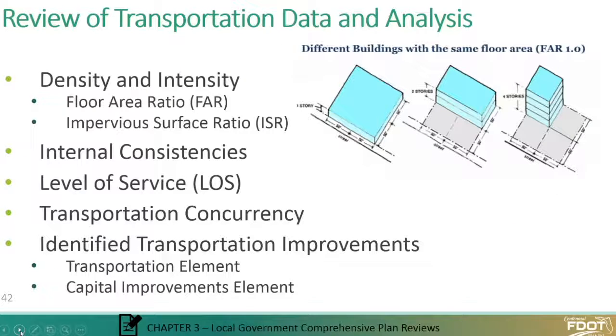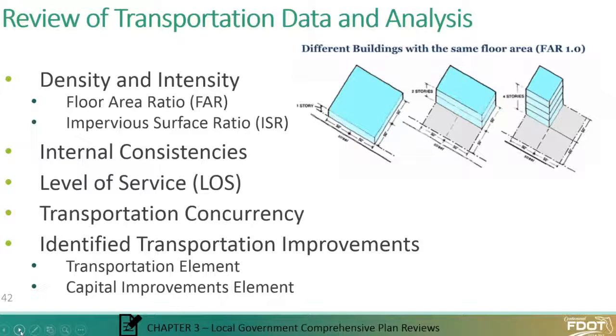Now, when a reviewer is looking at the transportation data analysis associated with a future land use map amendment, they're looking at several things. In terms of the future land use designation itself that's associated with the amendment, they're looking at the density and intensity, like floor area ratio and pervious surface ratio, as well as, on this list, the number of dwelling units per acre. This is just, again, an idea of what kind of transportation impacts will be generated by increased traffic on roadways because of the change of future land use.